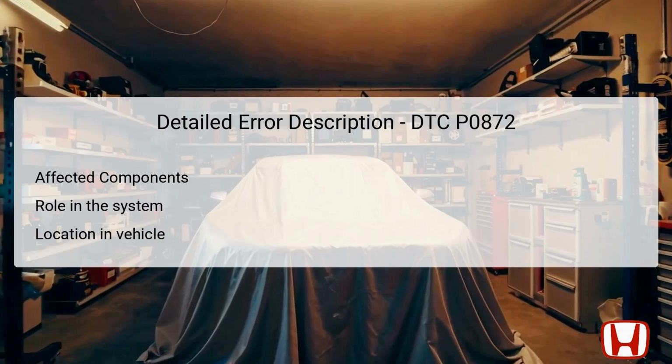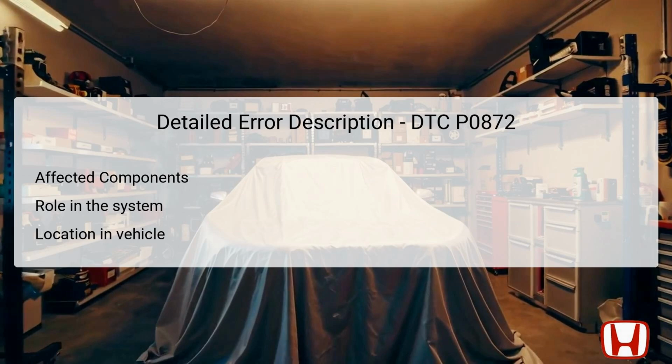The primary component affected by DTC P0872 is the transmission fluid pressure switch C, responsible for the hydraulic pressure circuit to the fourth clutch. Located within the automatic transmission assembly, this switch plays a crucial role in detecting whether adequate hydraulic pressure is being supplied to engage the fourth clutch effectively. When hydraulic pressure is present, the switch closes and sends an on signal to the PCM, while an absence of pressure results in an off signal.